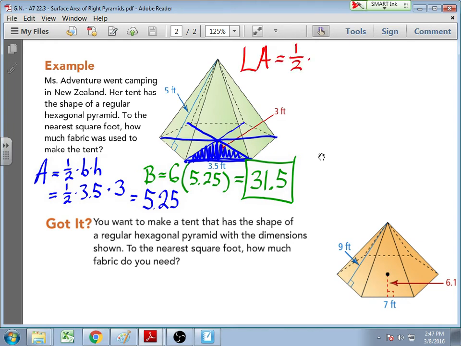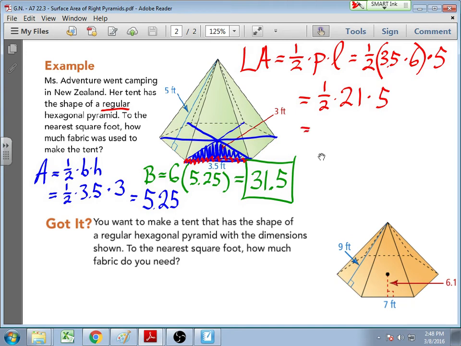Then we deal with our lateral area. Lateral area again is going to be half the perimeter of the base times our slant height. Notice I almost made a mistake there. So we're going to do half. Well, to find our perimeter, we see that this edge is 3.5, and I'm going to have 6 of them because we know it's a regular hexagonal pyramid. So 3.5 times 6, and then our slant height we've been told is 5. So I'm going to go ahead and compute 3.5 times 6. That gives me 21.